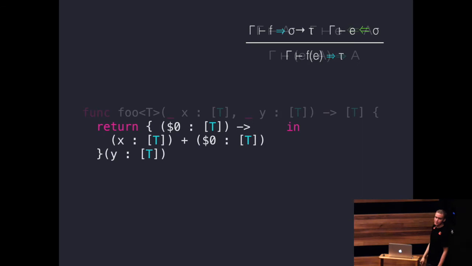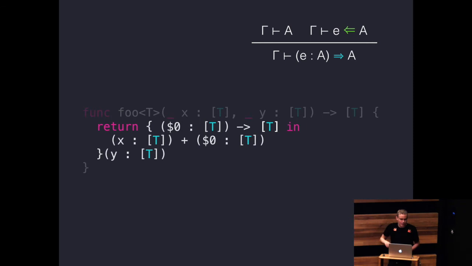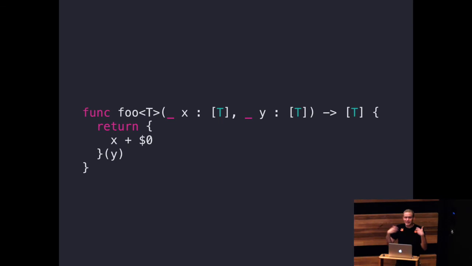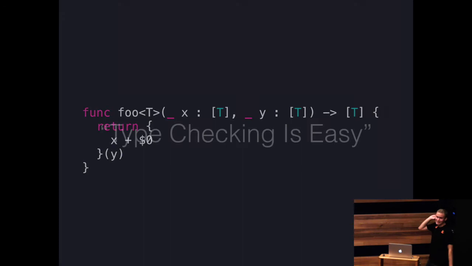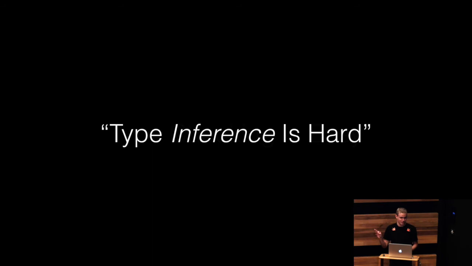And so again, we've gone from a situation where we only have annotations for those two type variables to a situation where we can infer the type of this entire thing by breaking it down into sub-expressions and reasoning about them at that level. Type checking is easy in Swift. Type inference, hard in Swift.